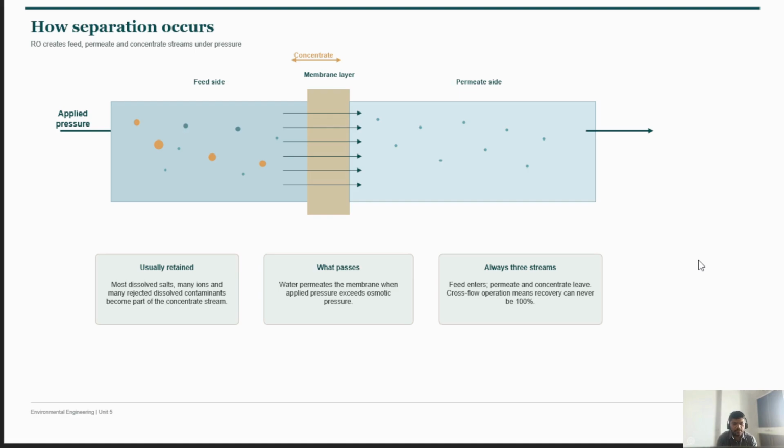But again, in this filtration, a lot more water wastage takes place. A high concentration of waste is generated. So it needs to be planned how to dispose of this highly contaminated liquid, which is generated as waste from the RO filtration method.